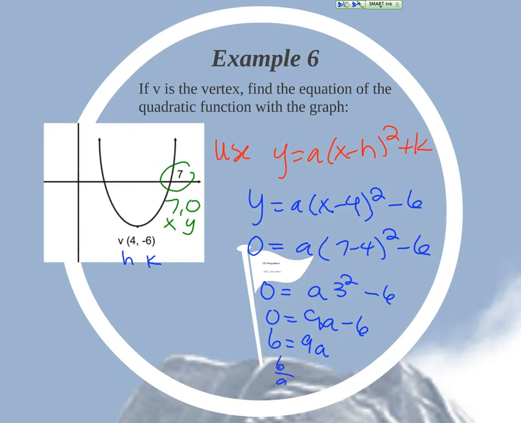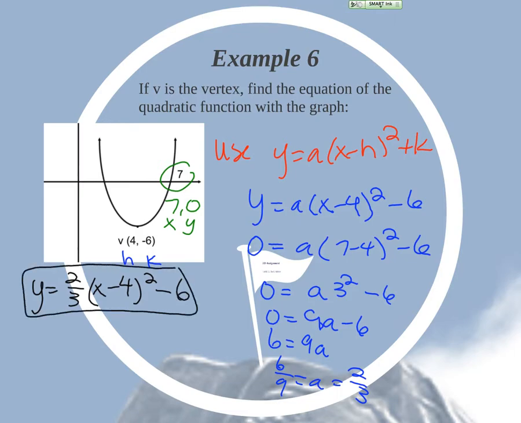So I end up with 6/9 equals a, but what could I reduce 6/9 to be? Yeah, 2/3. So then I just have y equals 2/3 times x minus 4 squared minus 6. That's it.